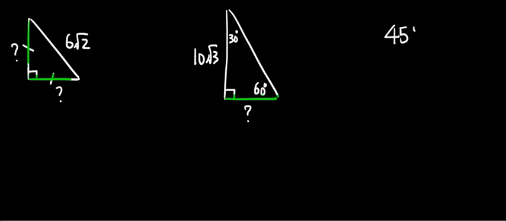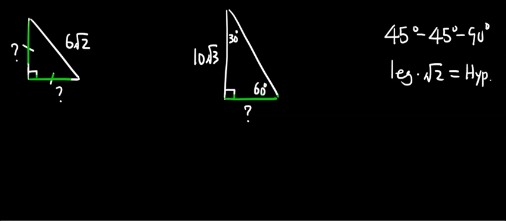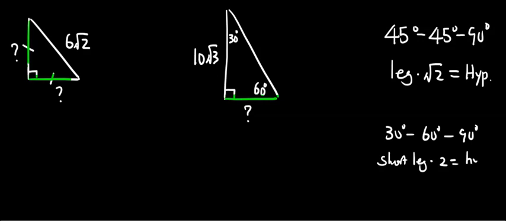We have 45, 45, 90. It says the leg length times the square root 2 is the hypotenuse length. We have 30, 60, 90. We have the short leg times 2 is the length of the hypotenuse. We have the short leg times the square root of 3 is the length of the long leg.